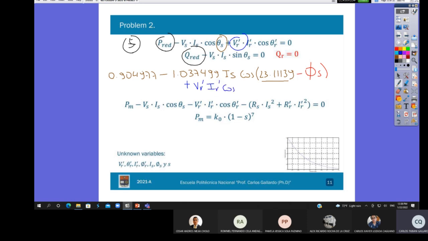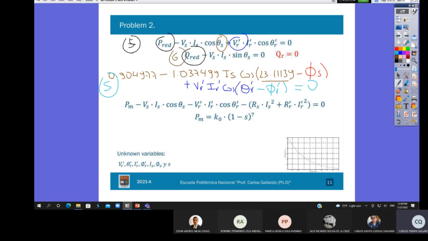I will have here cosine, this is theta. This is unknown, but I need to include the angle of the current because once again I have power, and this is equal to 0. This is equation number 5. So let's call the next one equation number 6.